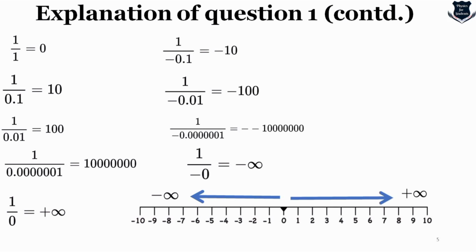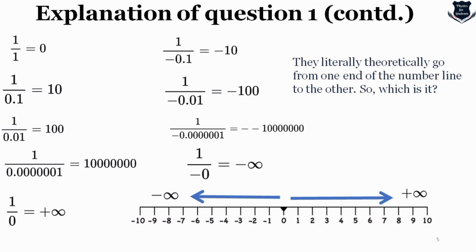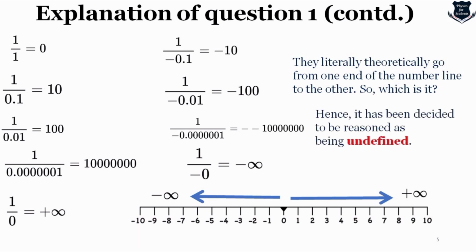So we are really unable to understand and define what it is. They literally go from one end of the number line to the other, the negative and the positive. So which one is it? And hence it has been decided to be written as undefined. So you can call it undefined. I would prefer to call it infinity.